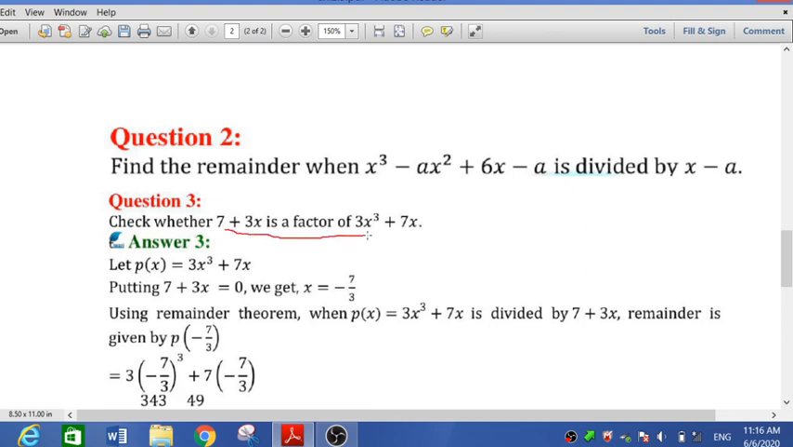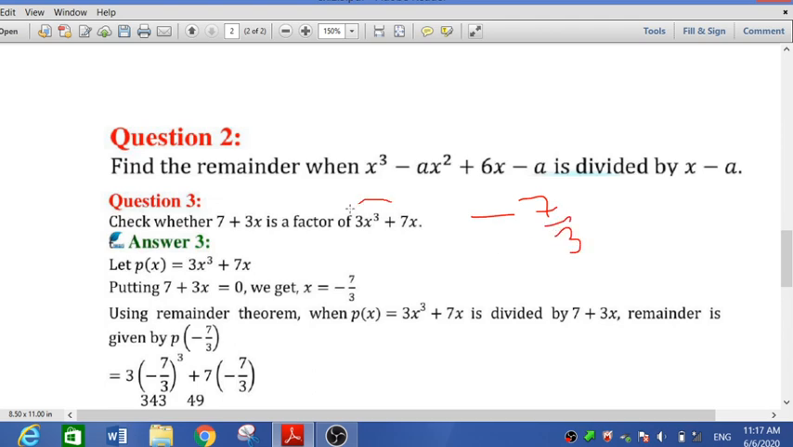So what we have to do about the factor: if we get answer or remainder 0, we can say yes, it is a factor. So 7 plus 3x is equal to 0, so x is equal to minus 7 by 3. What do I have to put? x is equal to minus 7 upon 3.